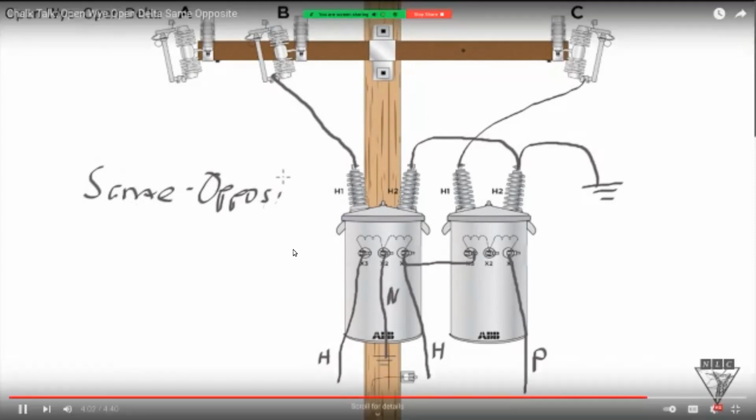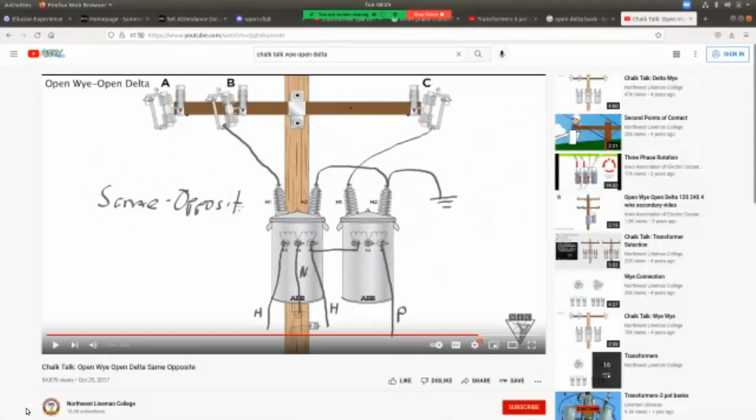That's confusing. Don't worry about that. Let's see if I can get it to right here. You don't need to know that. It's going too far deep into what you need to know.